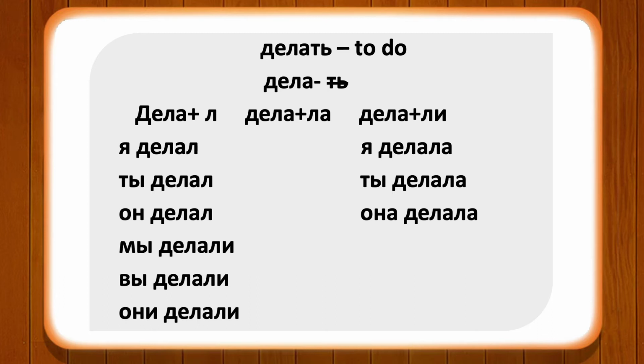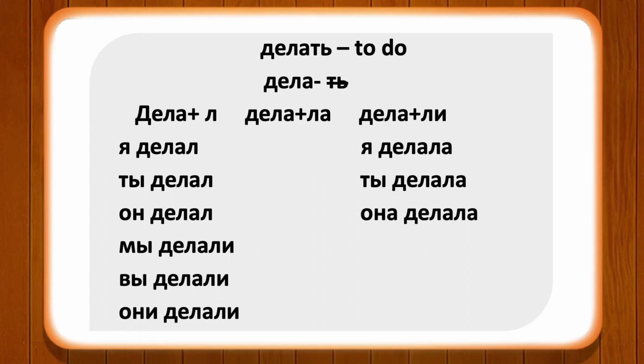Let us now make it. Ya delal. Dela plus the ending L. Ya delal. For feminine nouns, it will be ya delala. For plural forms, it will be delali. You add the ending li to the stem dela. So the forms will be ya delal or ya delala. Ty delal, ty delala. On delal, ana delala.